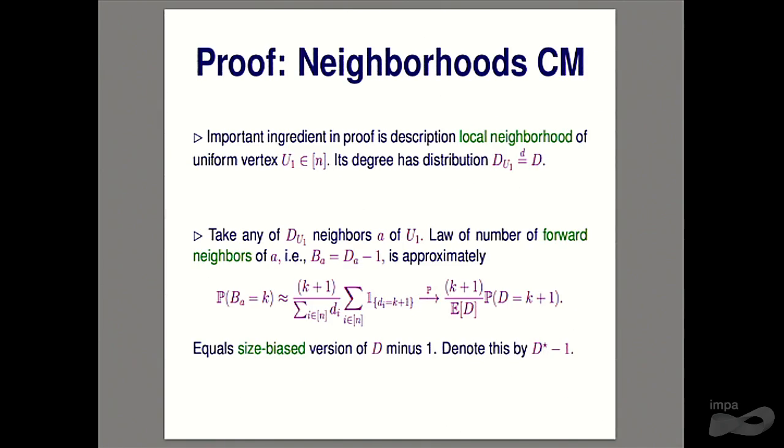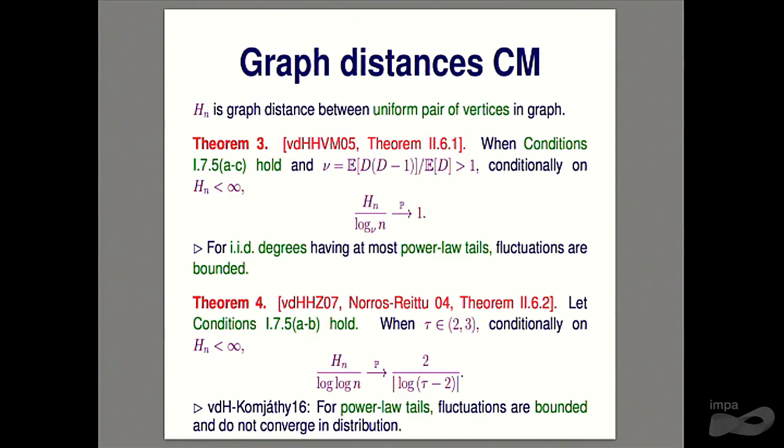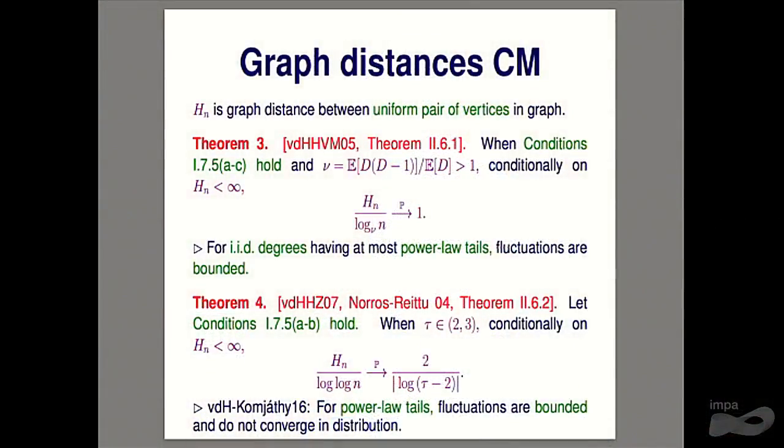Well, on Wednesday, I started explaining what's happening to the local environment of a uniform vertex. And remember that this Hn variable really was the graph distance between a uniform pair of vertices. So if you give me a uniform vertex and I can explore its neighborhood, and I can do the same thing for the other uniform vertex, then at least I'll know a little bit what's going on in terms of the graph exploration.